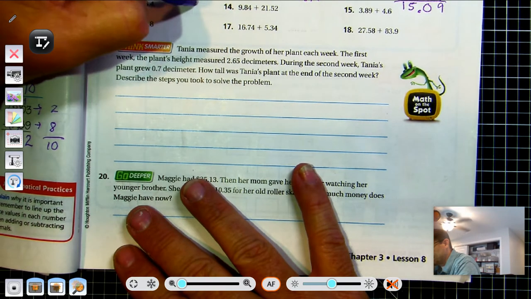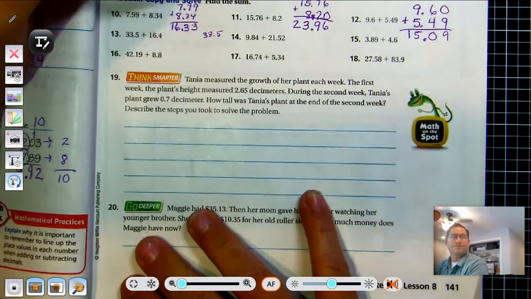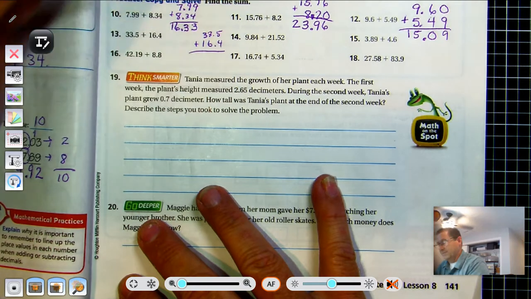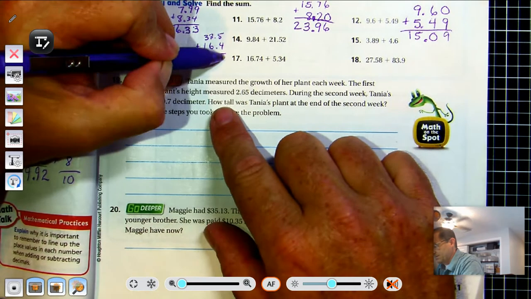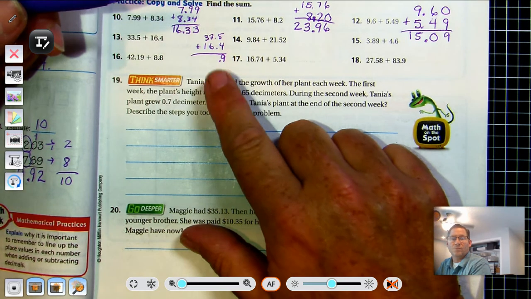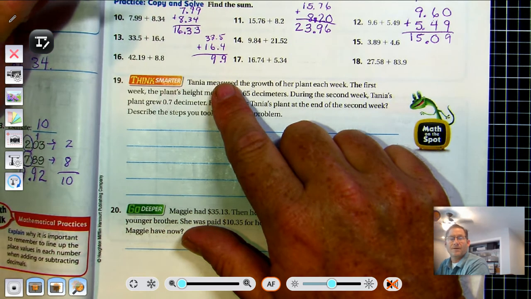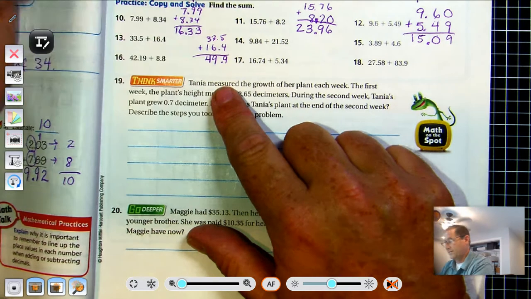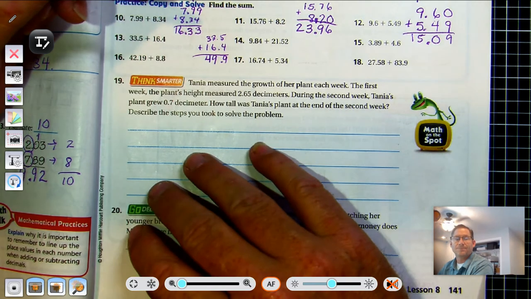33 and 5 tenths plus 16 and 4 tenths. So everything lines up. 5 tenths and 4 tenths is 9 tenths. We're moving to the ones, so put your decimal point. 6 and 3 is 9 ones. 3 and 1 tenth is 4 tenths. So 49 and 9 tenths.